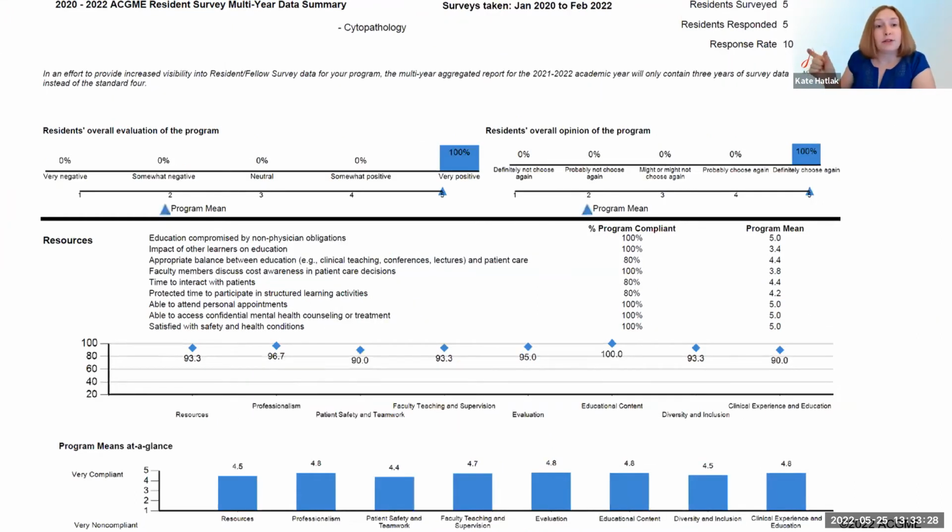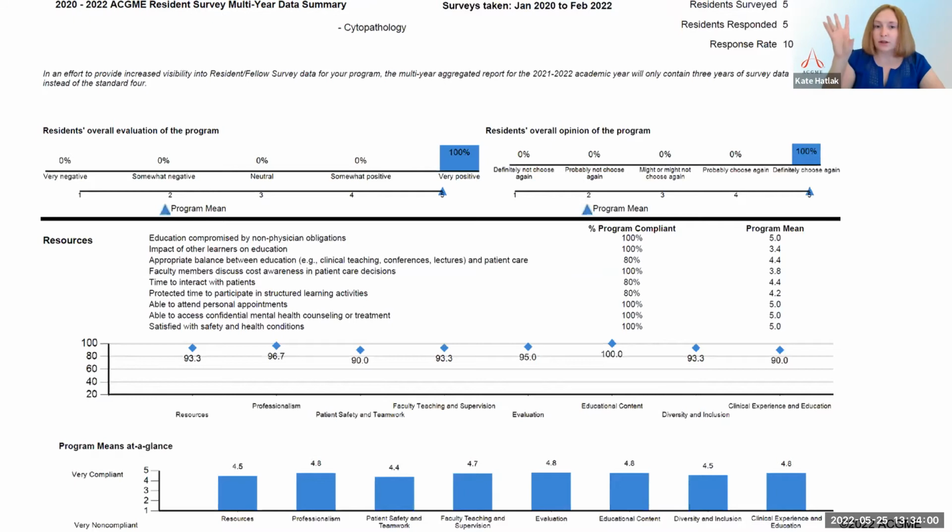So this is what the 3 or 4 year multi-year survey would look like. All of the numbers and considerations are going to be the same, but if you didn't have enough respondents in a particular year to hit that 4 respondent threshold, they'll aggregate your data. And you can see this survey was from January 2020 to February 2022. So it's 3 years and there were 5 total respondents. So everything is aggregated across.